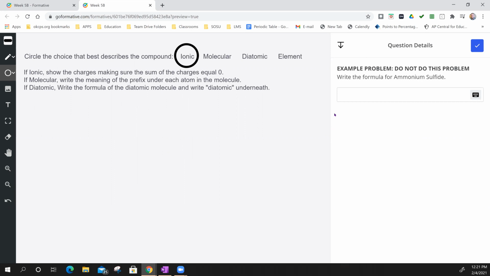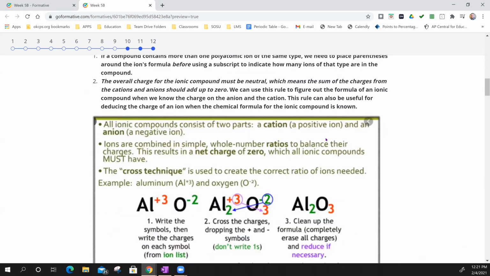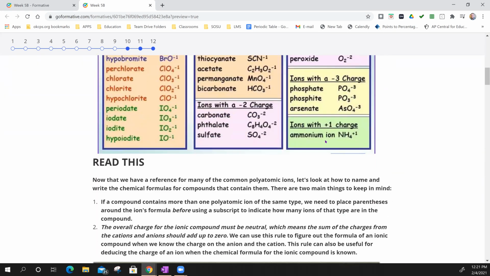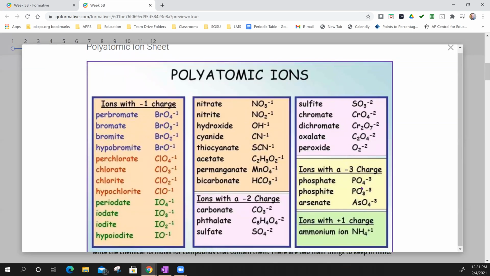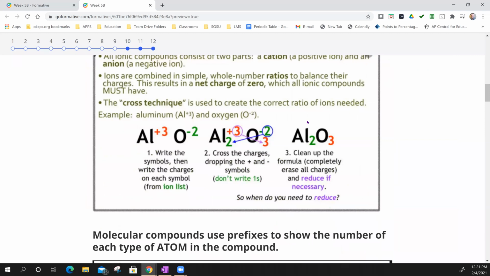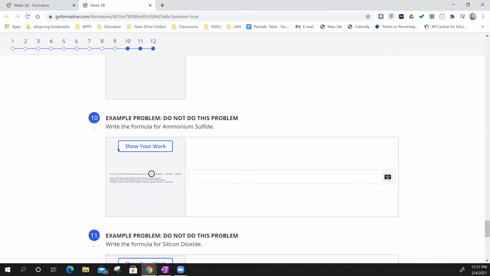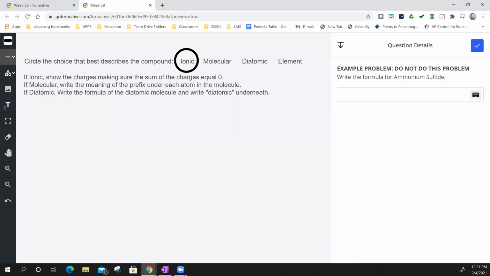Now, if it's ionic, you have to show the charges so that the sum of the charges equals 0. Ammonium sulfide. So let's go find ammonium. I told you earlier that ammonium was the only polyatomic cation that we have listed, meaning it's the only polyatomic with a positive charge. And it's right here. The ammonium ion is NH4, and it has a 1+ charge. So we're going to make sure we put that in our show your work. And again, you're doing this too. This is worth some points.